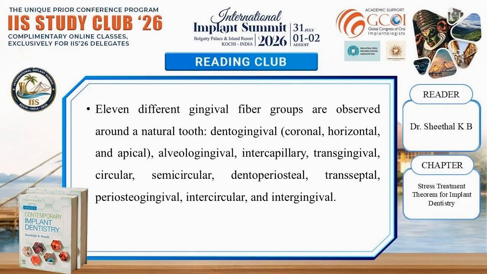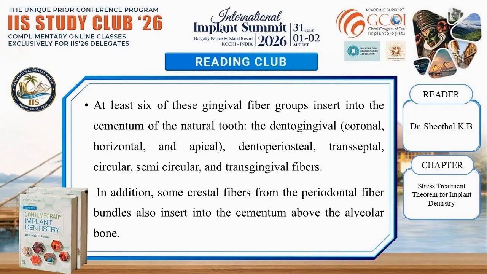11 different gingival fiber groups are observed around a natural tooth: dentogingival, coronal, horizontal and apical, alveolo-gingival, intercapillary, transgingival, circular, semicircular, dentoperiosteal, transseptal, periosteogingival, intercircular and intergingival. At least 6 of these gingival fiber groups insert into the cementum of the natural tooth: the dentogingival, coronal, horizontal and apical, dentoperiosteal, transseptal, circular, semicircular and transgingival fibers. In addition, some crestal fibers from the periodontal fiber bundles also insert into the cementum above the alveolar bone.